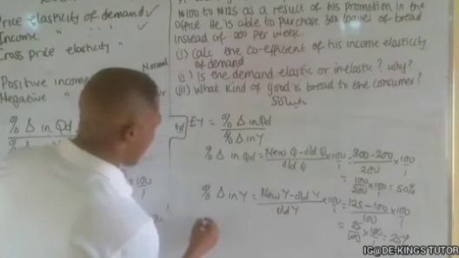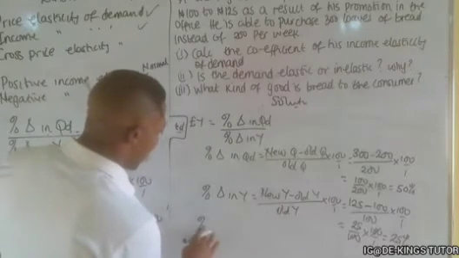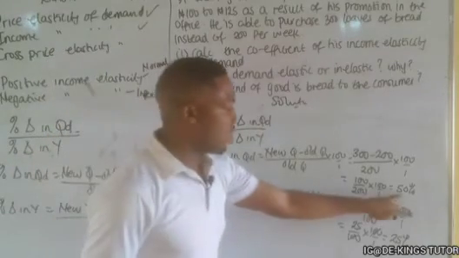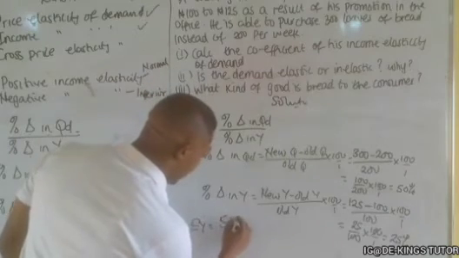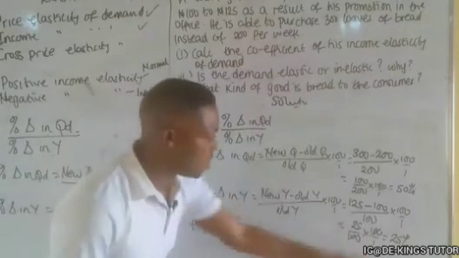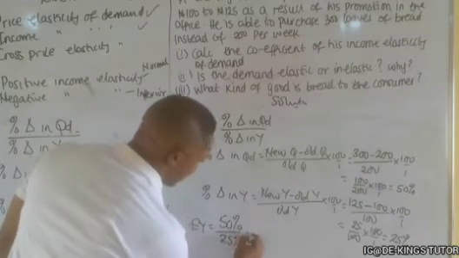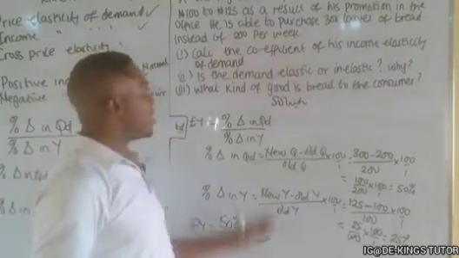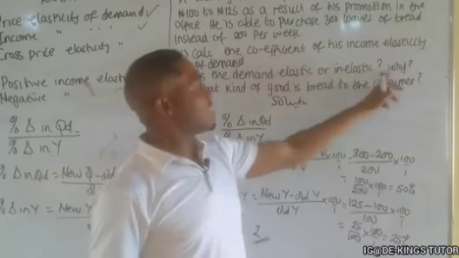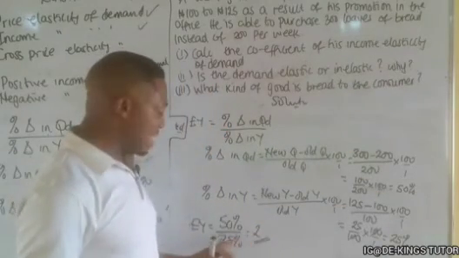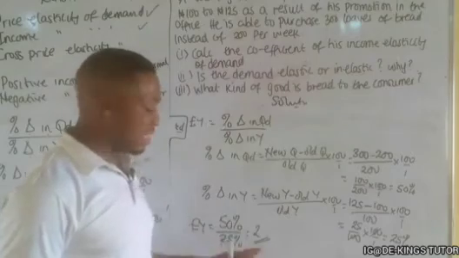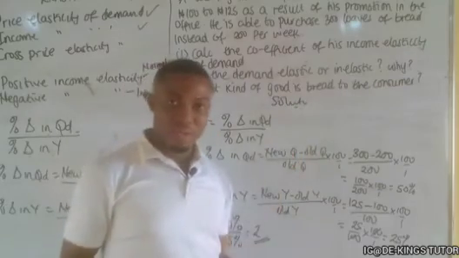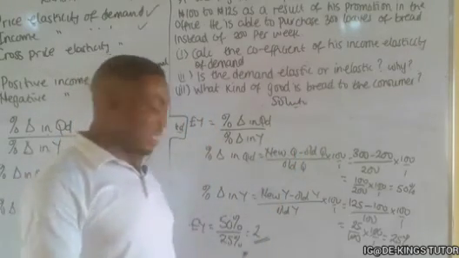So therefore, our income elasticity is equal to percentage change in quantity demanded, which is 50%, divided by percentage change in income, which is 25%. So 50 divided by 25 will give us 2. So that's our income elasticity. Now, is the demand elastic or inelastic, and why? The demand is elastic. It is elastic because it is greater than 1. So we said when elasticity is greater than 1, it is elastic.